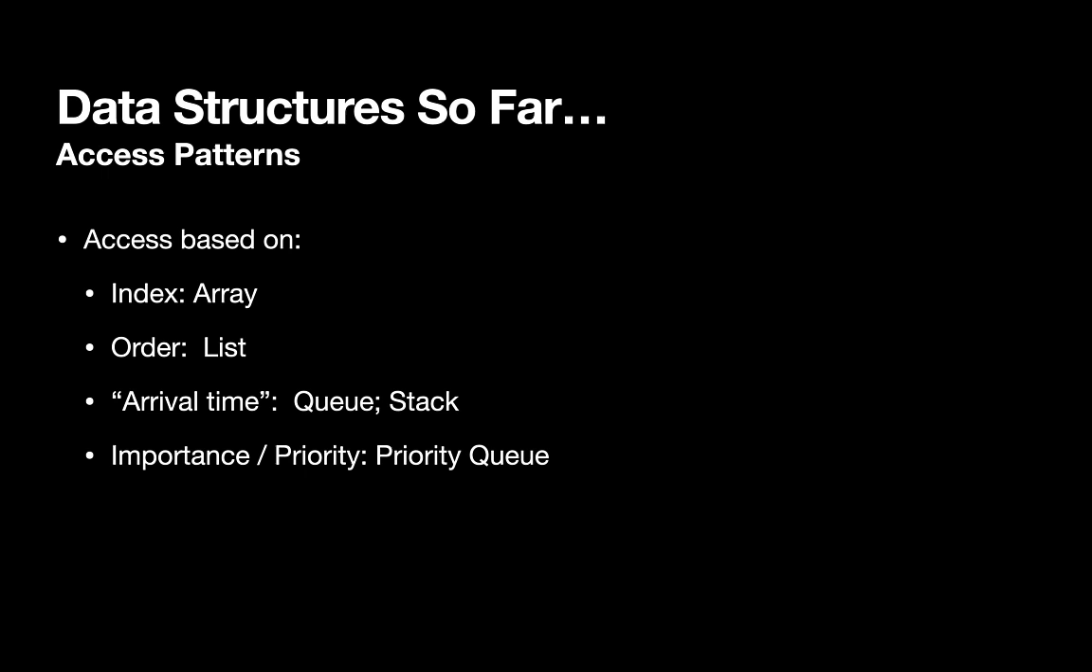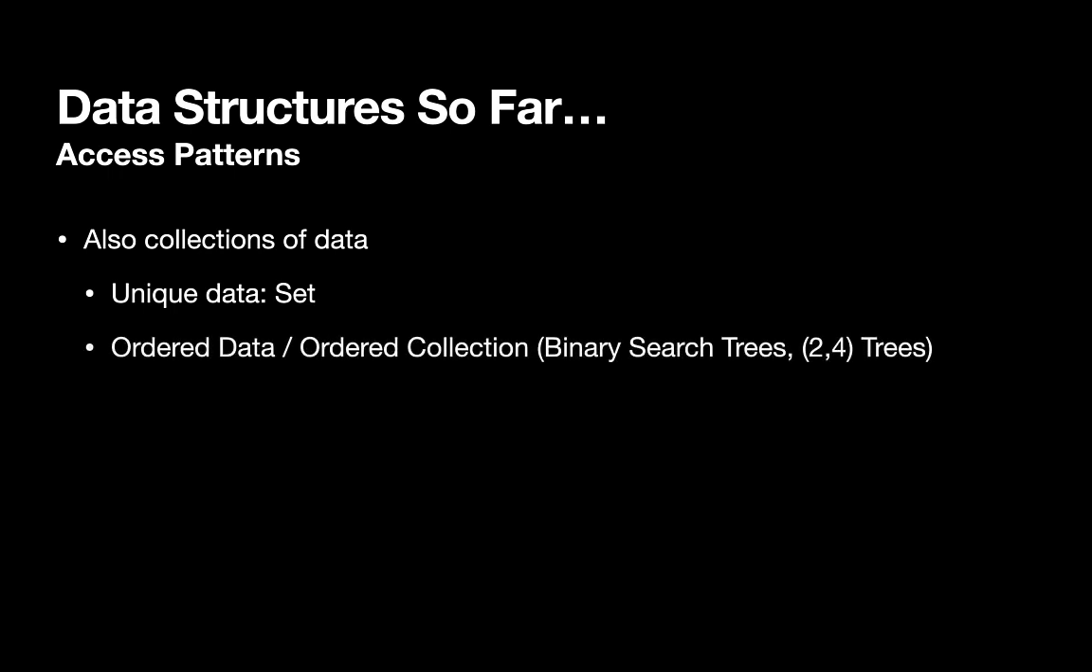And then we looked at the idea of access based on importance or priority with the priority queues. And then we started looking at access by using some sort of a key to look up or find data when we started looking into maps and dictionaries. Okay. So in addition to all of those different access patterns, we've also looked at a couple of different types of collections of data. So unique data can be stored in a type of collection called a set. And we also kind of looked at the idea of ordered data, and that this isn't separate from being a set. We can have ordered sets.